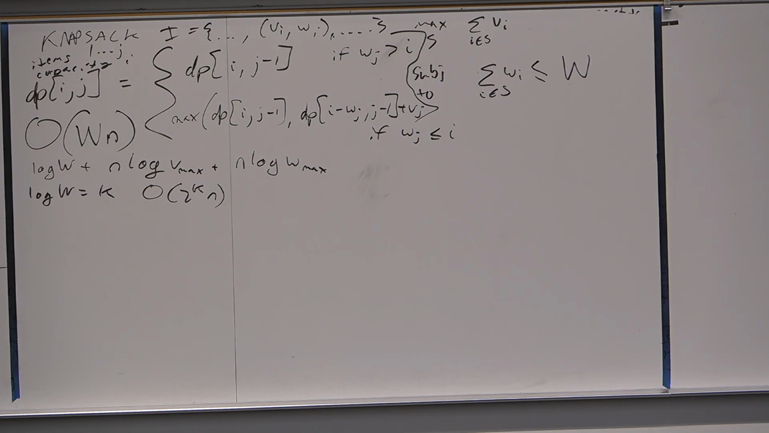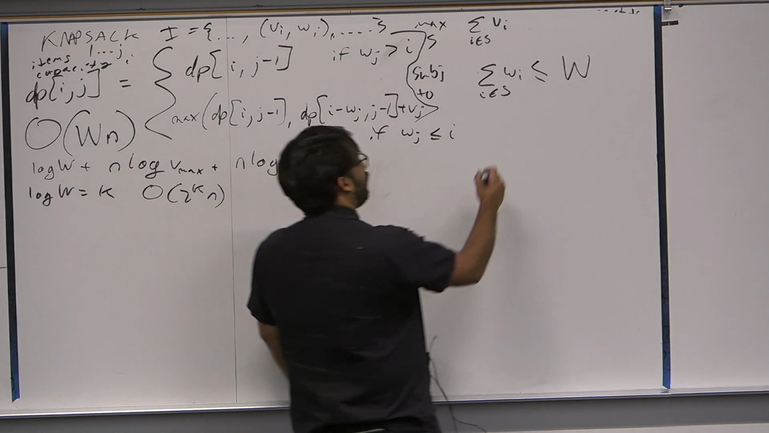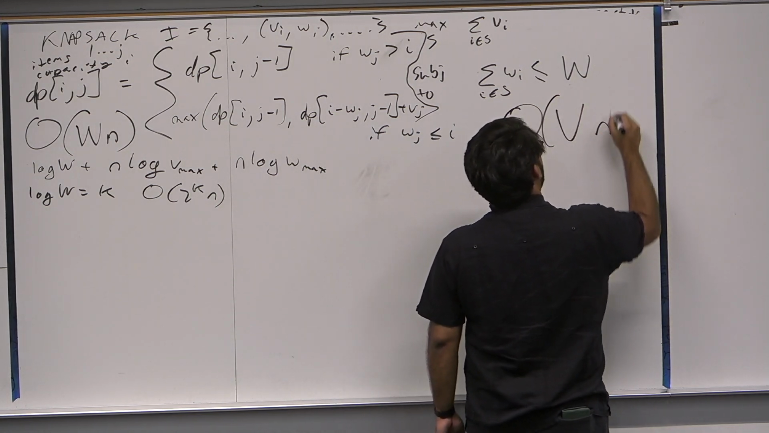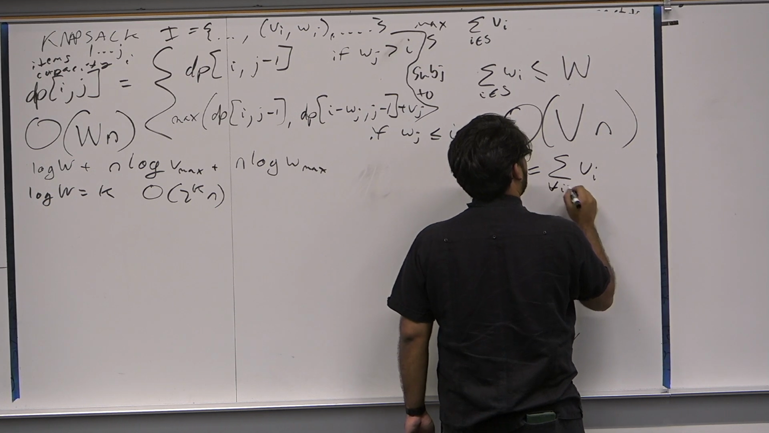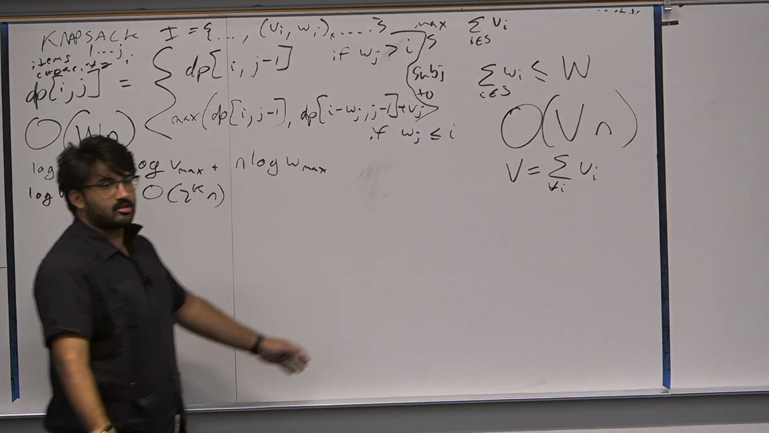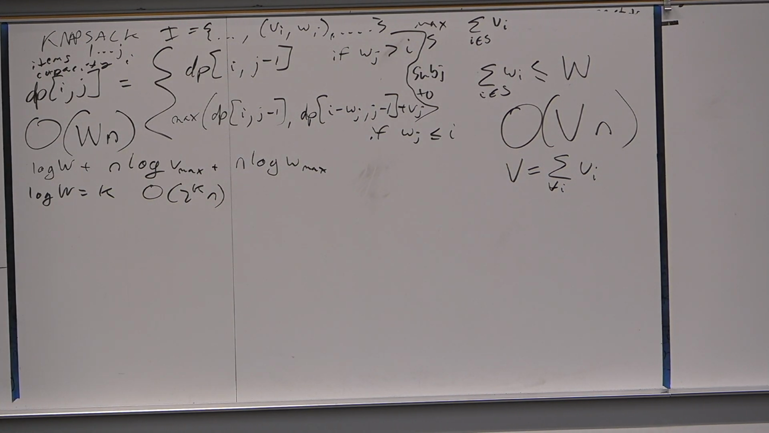First off, we can modify such a recurrence to have a different runtime. We could have a runtime of O of Vn, where V is the sum of Vi for all i. So the sum of all possible values, I claim we can have a runtime of Vn instead of Wn. Why is that true? Let's think about it for a second. What minor thing? V, big capital V, is the sum of all values. Why is it okay? What modifications need to be made to make that true?